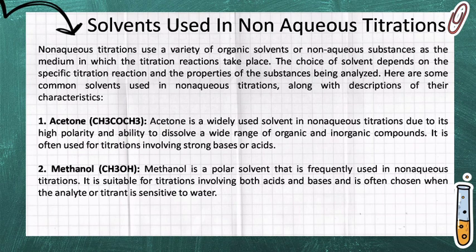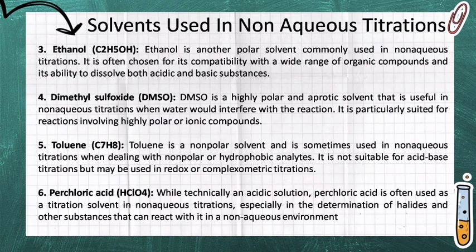Second, methanol, CH3OH. Methanol is a polar solvent that is frequently used in non-aqueous titrations. It is suitable for titrations involving both acids and bases and is often chosen when the analyte or titrant is sensitive to water. Third, ethanol, C2H5OH. Ethanol is another polar solvent commonly used in non-aqueous titrations. It is often chosen for its compatibility with a wide range of organic compounds and its ability to dissolve both acidic and basic substances. Fourth, dimethyl sulfoxide, DMSO.